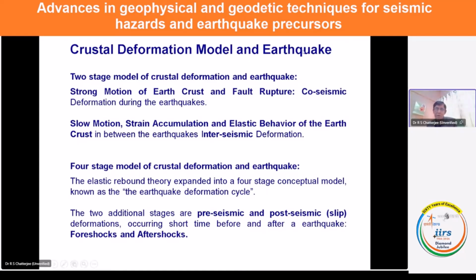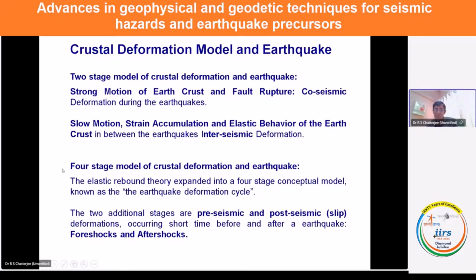Now, in the crustal deformation model and earthquake, initially there is a two-stage model. One is the strong motion of the earth crust and fault rupture, that is the co-seismic deformation. Another is the slow motion, strain accumulation and elastic behavior of the earth crust in between these earthquakes, that is the interseismic deformation.